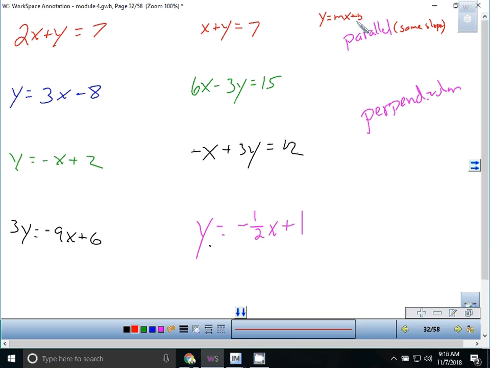So we can get y by itself. Now, a couple of them already have y by itself, don't they? I think for the other ones, y'all need to get y by itself, and that's why I told you to leave a little bit of room.